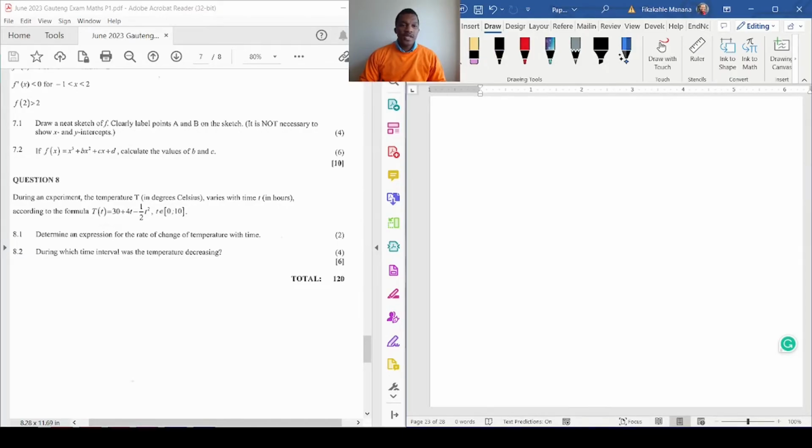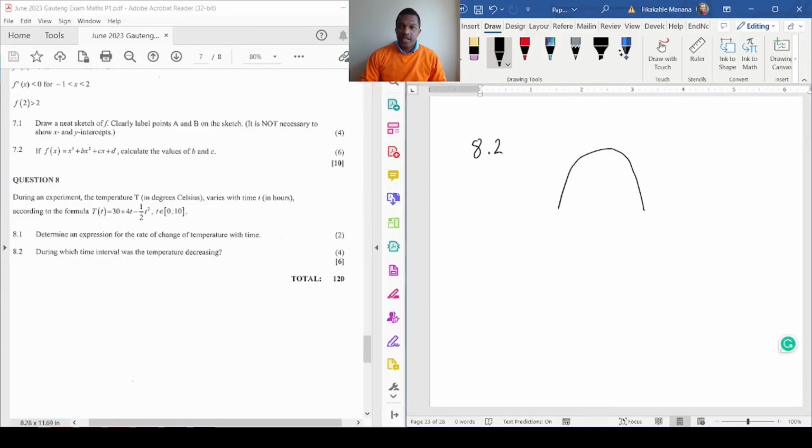And then for the next question, 8.2, it says, during which time interval was the temperature decreasing? We are talking about temperature here. So we know it's a quadratic function and it's a negative one, meaning it's a sad face. It looks like that. That's number one.